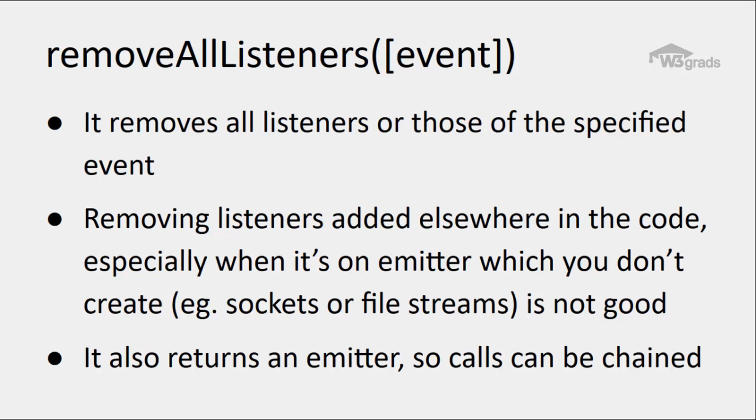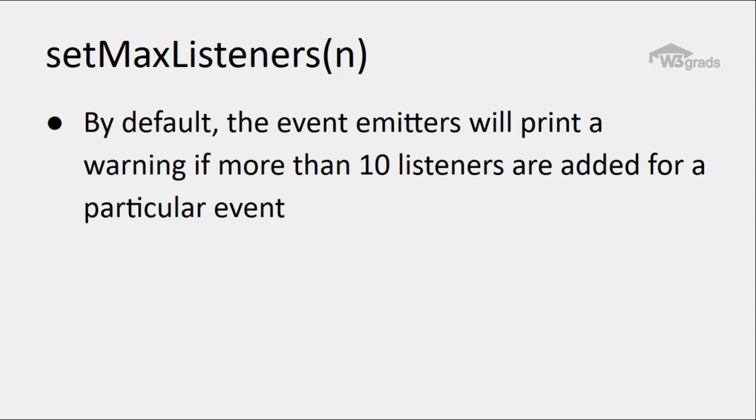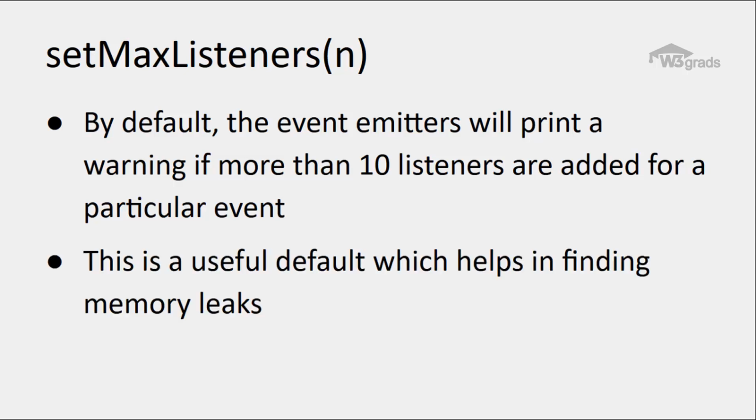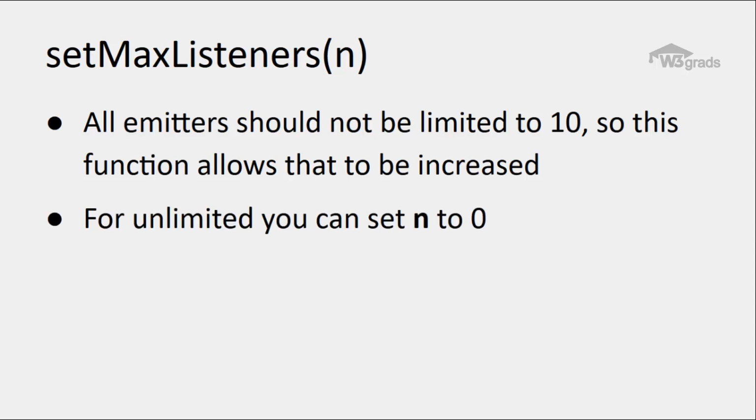Now, the sixth in our list is the setMaxListeners method. By default, event emitters will print a warning if more than 10 listeners are added for a particular event. This is a useful default, which helps in finding memory leaks. Obviously, not all emitters should be limited to 10. Therefore, this function allows that to be increased. For unlimited listeners, you can set that to 0.